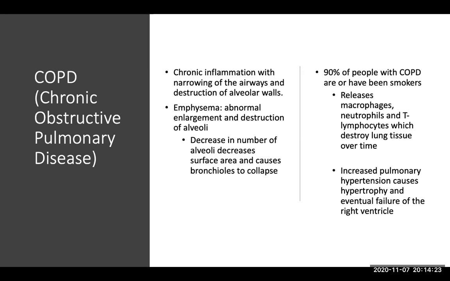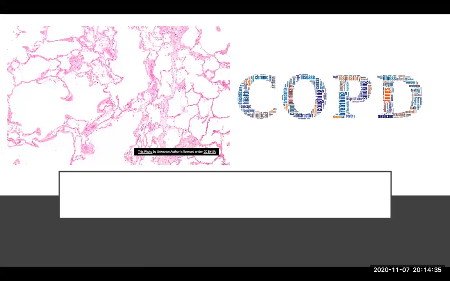This will release macrophages, neutrophils, and T lymphocytes, which just destroy lung tissue over time. And increased pulmonary hypertension will cause hypertrophy and eventual failure of the right ventricle of your heart. So COPD, chronic obstructive pulmonary disorder, it can be combined with heart issues, obesity, kind of adding it all in there.